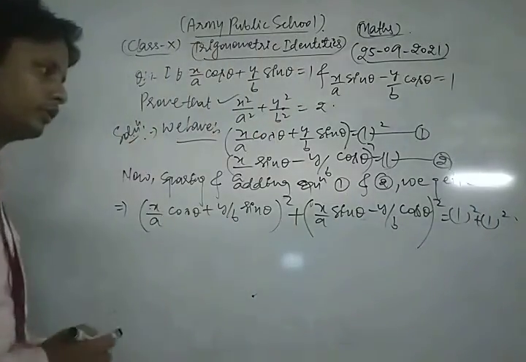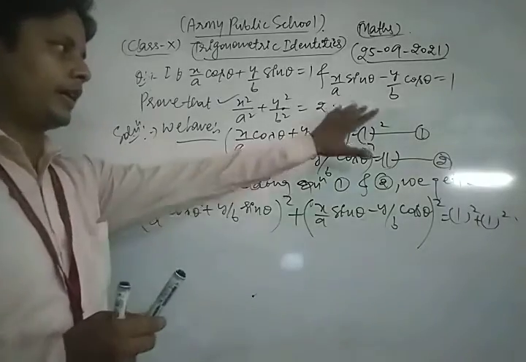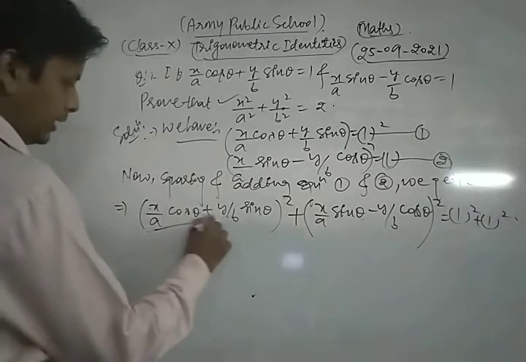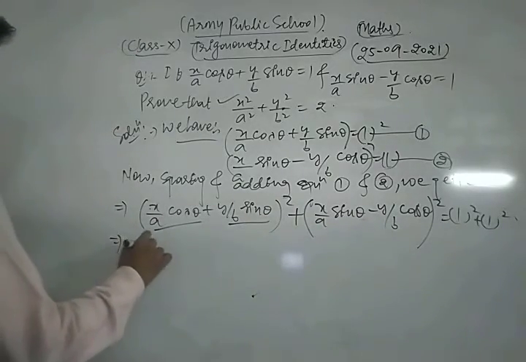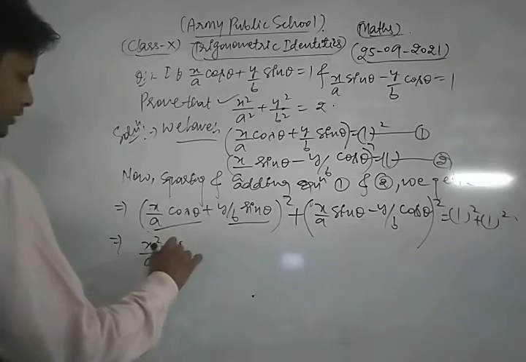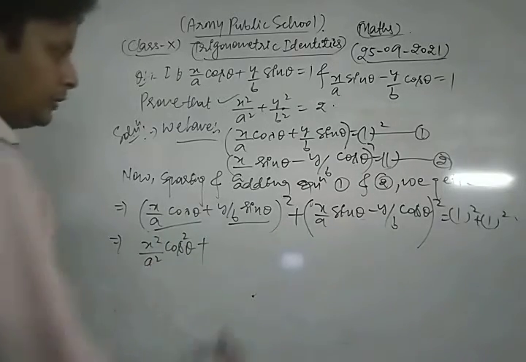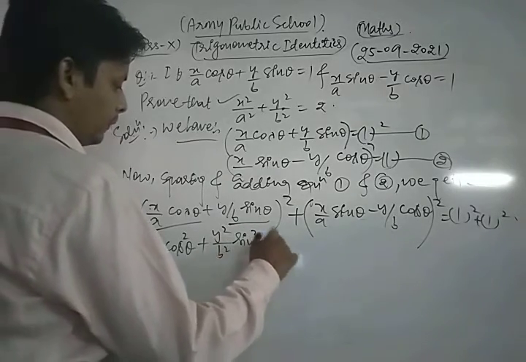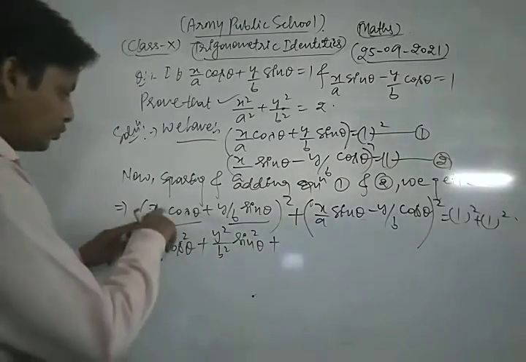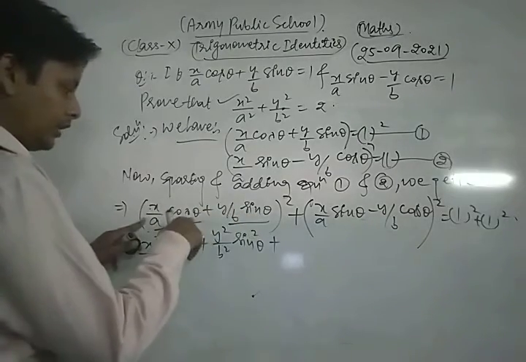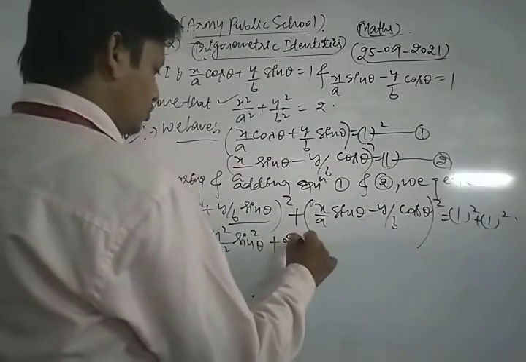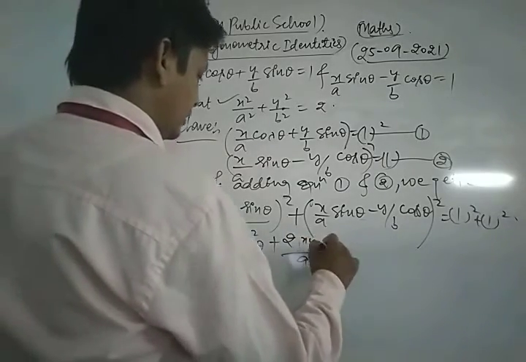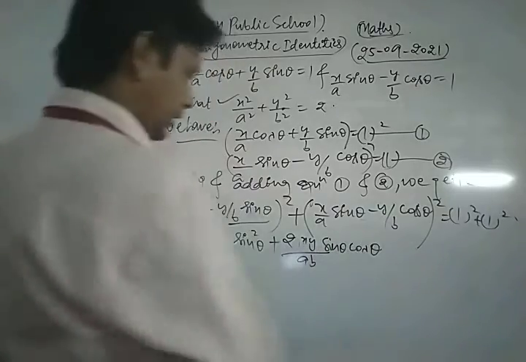So in this way, first of all we square and add equations 1 and 2. Now look, here we apply the identity (a plus b) whole square. So we get a square, meaning x square upon a square cos square theta, plus b square, meaning y square upon b square sin square theta, plus 2ab, meaning 2xy upon ab into sin theta cos theta.